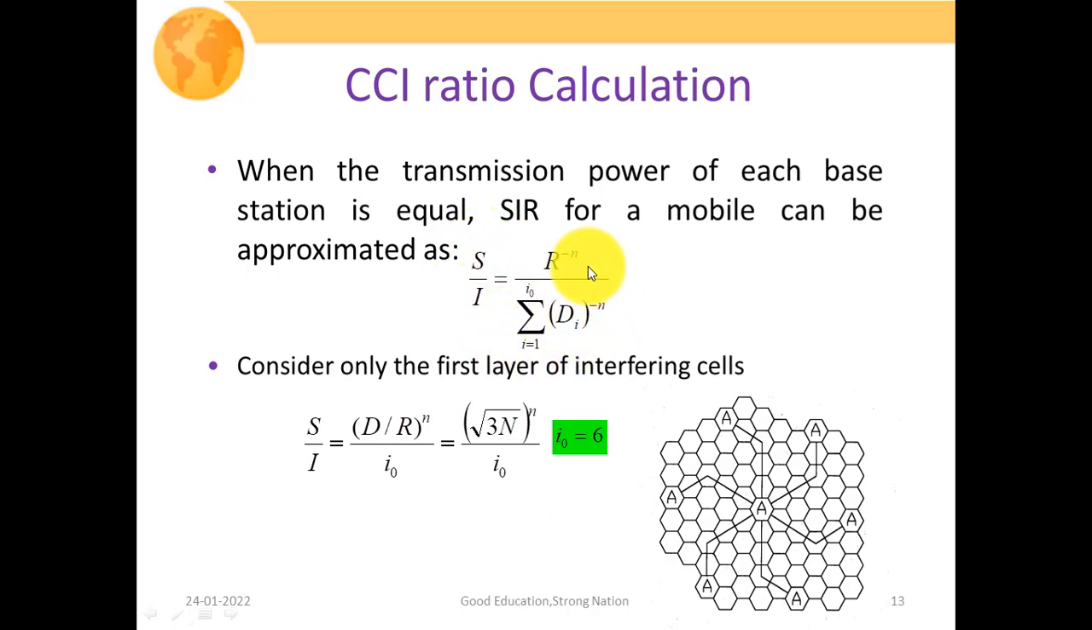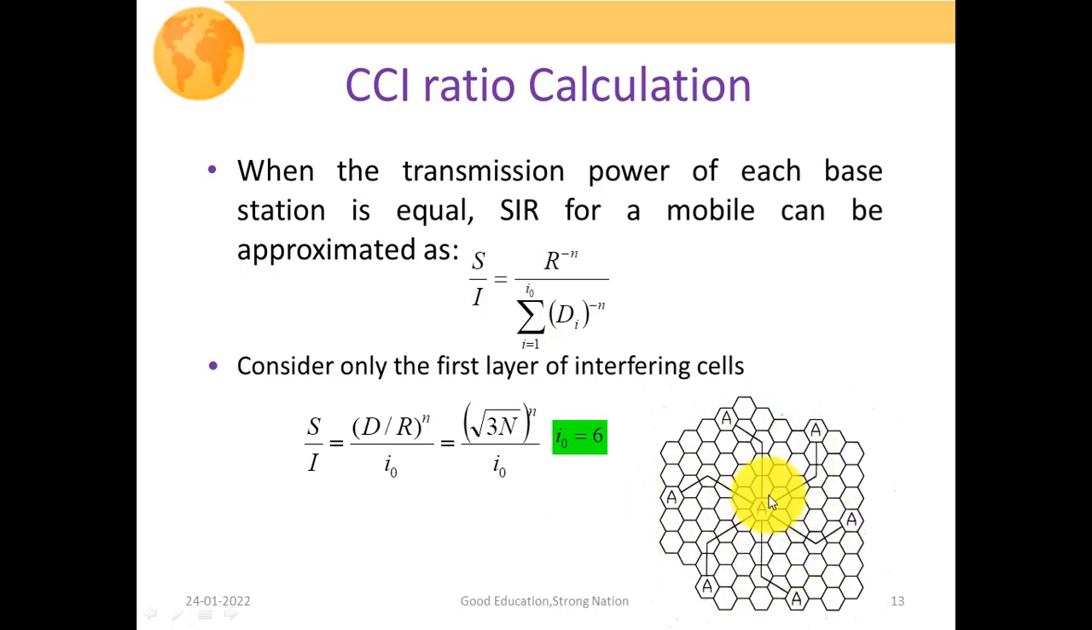So consider only the first layer of interfering cells. If we closely observe this cellular planning, this is your reference cell and these represent your co-channel cells. Obviously, if the geographical region is quite large, we might have other two or three tiers of co-channel interferers also, but the impact of those second or third tiers will be much lesser, so we can simply omit them. Here we are just considering the impact of the first tier of co-channel cell neighbors.